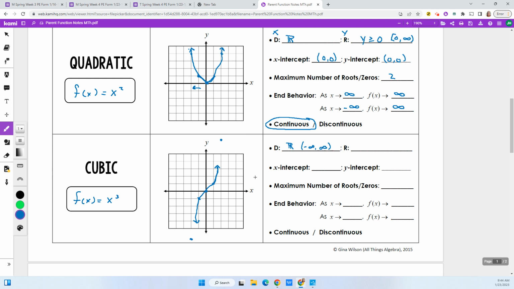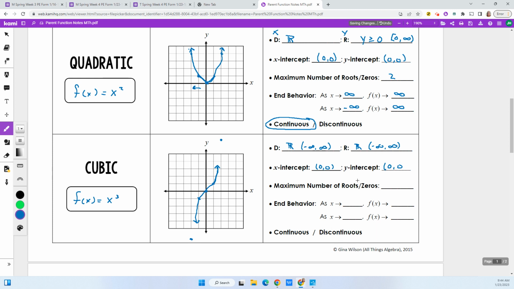And y, same thing, right? It's going in both directions. It's got an arrow going up. It's got an arrow going down, which means, again, we have all real numbers, negative infinity to infinity. And then our x-intercept and y-intercept, same thing, right? They're just crossing at what we call the origin, where x and y are both 0.